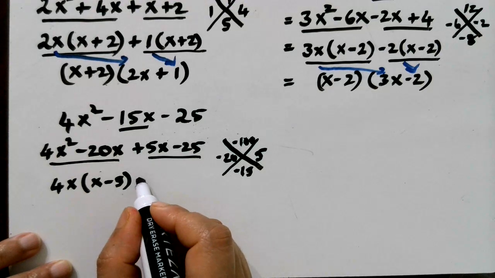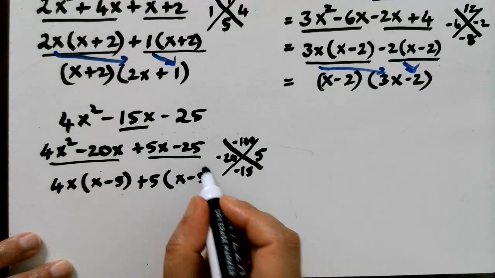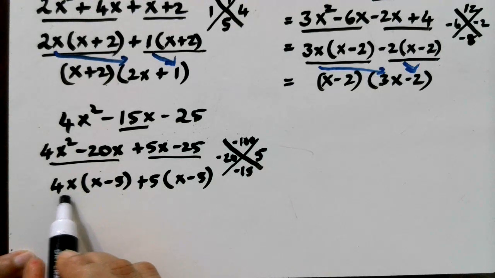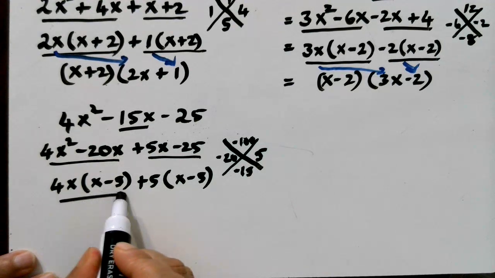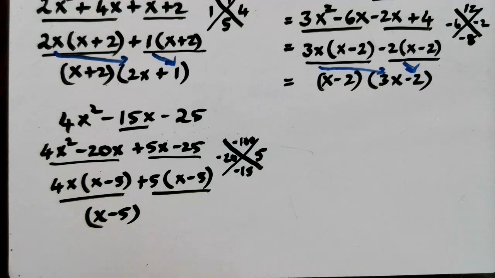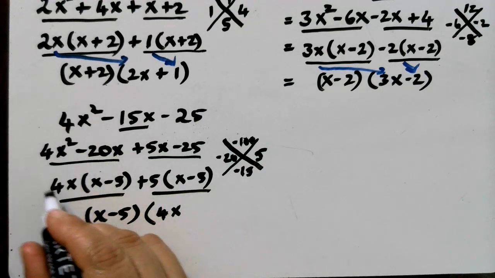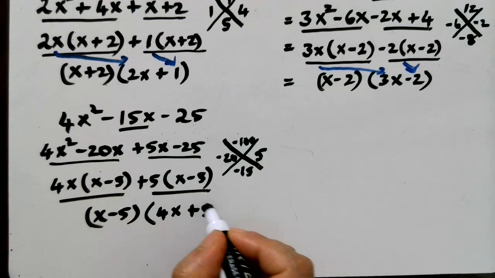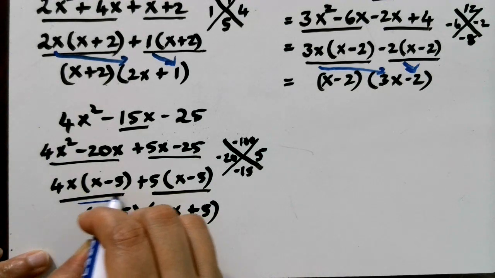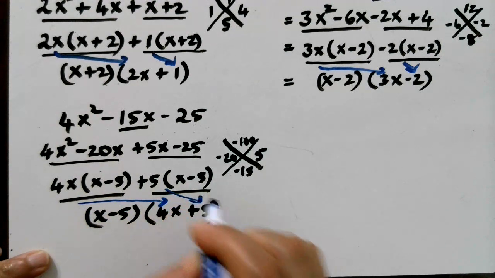Now in this group, we have 5 as the greatest common factor. We are left with x minus 5. Now you see that x minus 5 is common to both. So we can take x minus 5 as the common factor from those two terms. You are left with a 4x in this term and then a 5 in this term. Again, the 4x came from here, 5 comes from here.